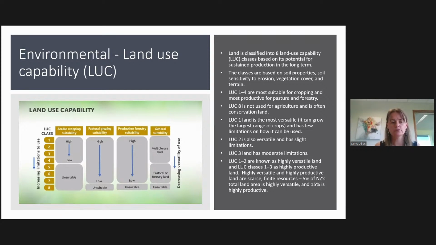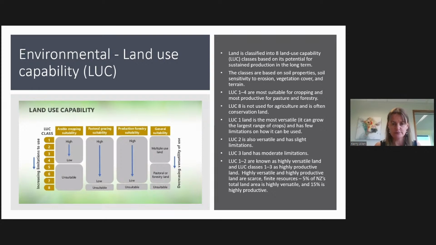And that will be for a number of reasons, maybe unsuitable due to erosion, soil quality might not be right, might be hard to access, it might be steep, etc. So predominantly, we are wanting to use the land that's great for primary products. So land classified 1 is the most versatile, and it has few limitations on how it can be used. 2 and 3 have some limitations. Okay, so you might not be allowed to do some things on it.